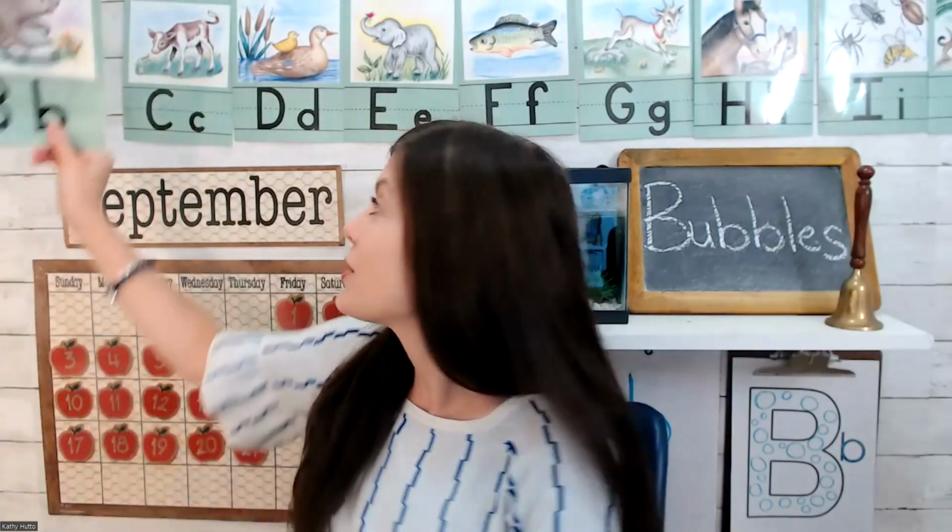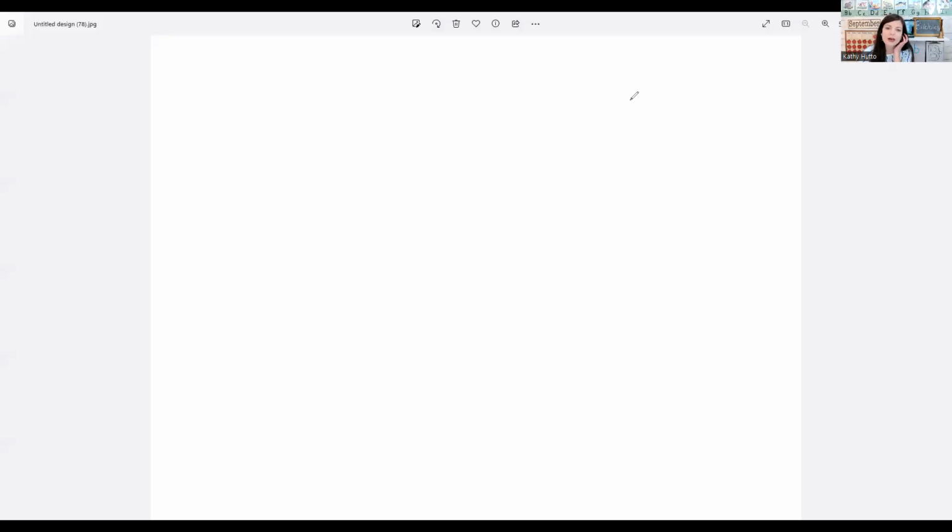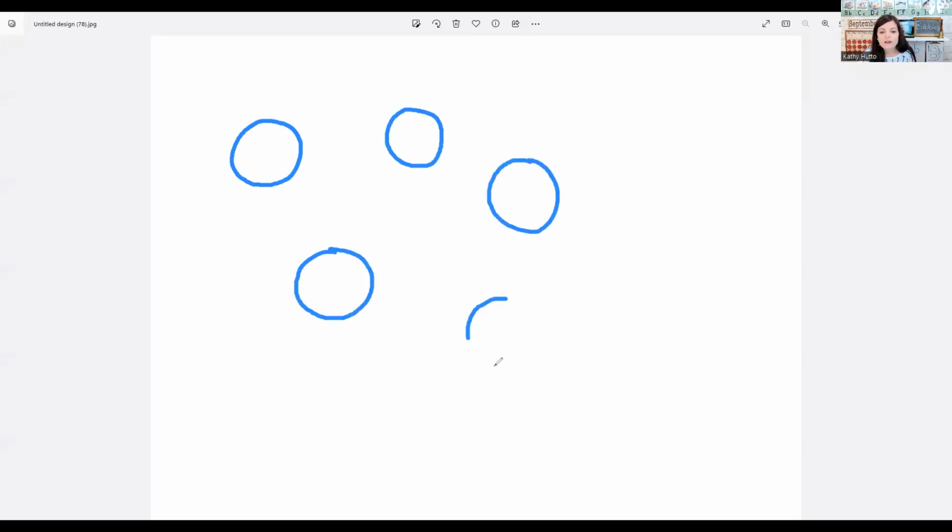Well, that was our letter of the day time, and now it's time for math. For math today, we're going to be popping some bubbles. First, we're going to draw the bubbles, though. I just have a plain sheet of paper, and I'm going to draw 6 bubbles. 1, 2, 3, 4, 5, 6. 6 looks like this.